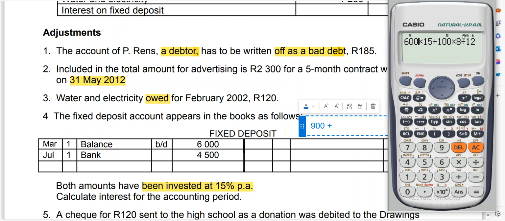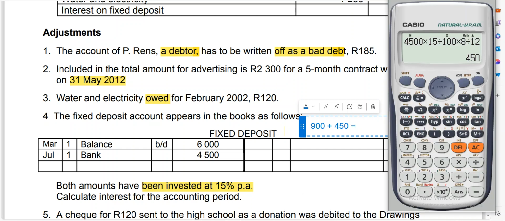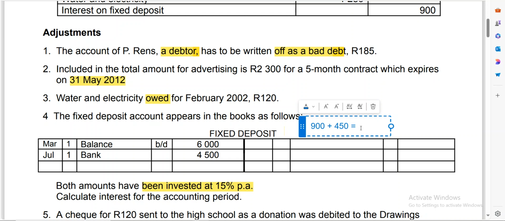But remember guys, when you do your calculations, you must show them. Okay, so this is how on the calculator you'll do it. The answer that we're getting here is 450. So we are going to come here and say plus 450. This is the total interest that we were supposed to get for the year, 900 plus 450. So we take 900 plus 450, it is giving us 1,350. So the total that we are supposed to get is 1,350.